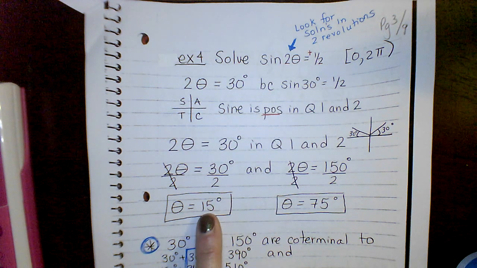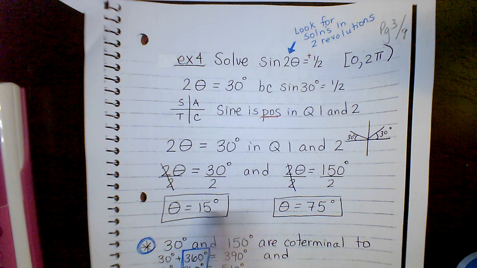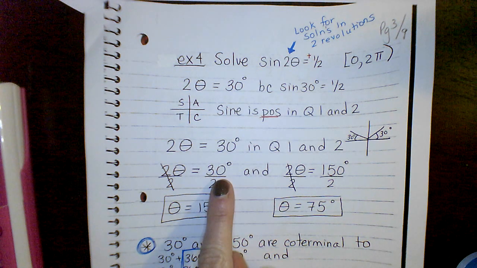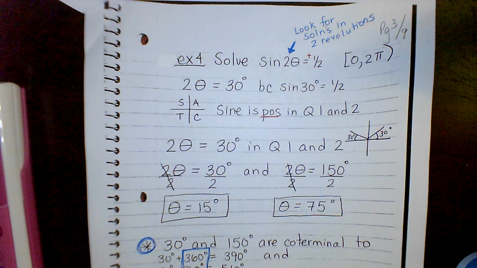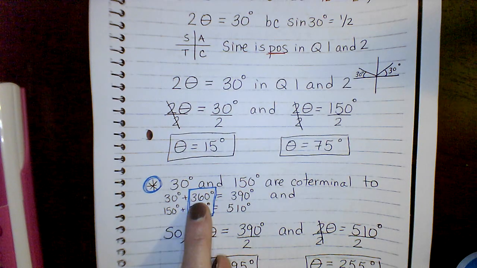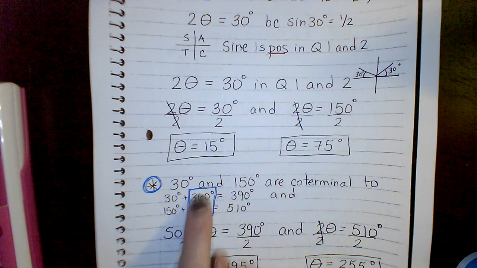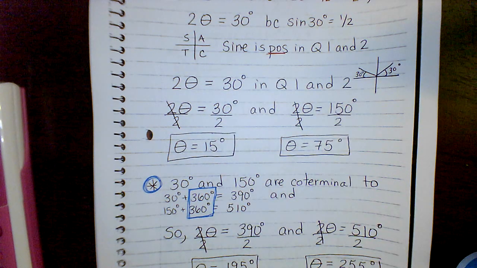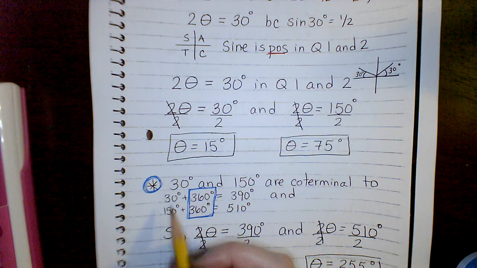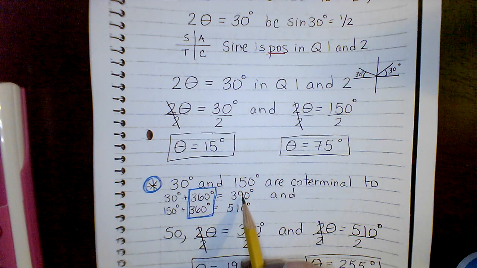Now, we have this whole 15, 75 business, right? Both of those we can agree are in that 1 revolution. Now, the 30 and 150 angles, so 30 degrees here, 150 here, those are coterminal to 390 and 510. All I did was add 360 to the 2 angles that I found in the first place, that 30 and that 150. So I took those 2 angles that I found originally and added that 360 to them and got these.